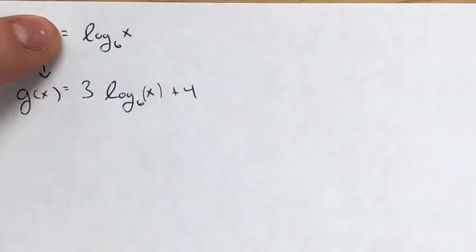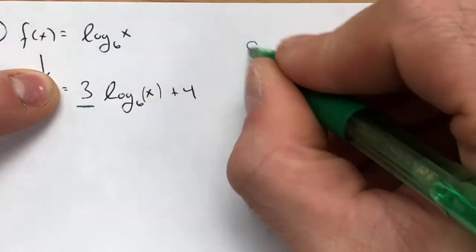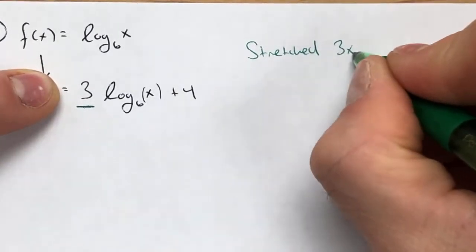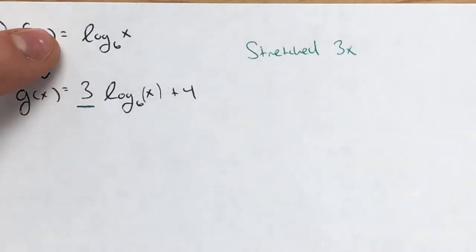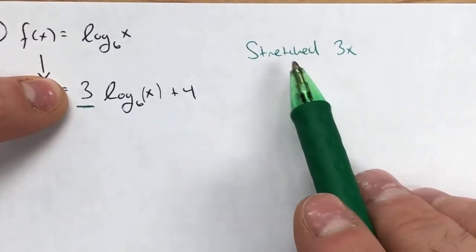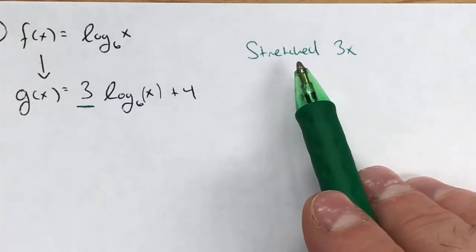We notice that we've gone from a regular log to a log times 3, and that times 3 means it has been stretched. It's been stretched 3 times. Now, if that number was between 0 and 1, albeit the effect would be the same, it wouldn't be called a stretch, it'd be called a compression. But we've got a stretch times 3.